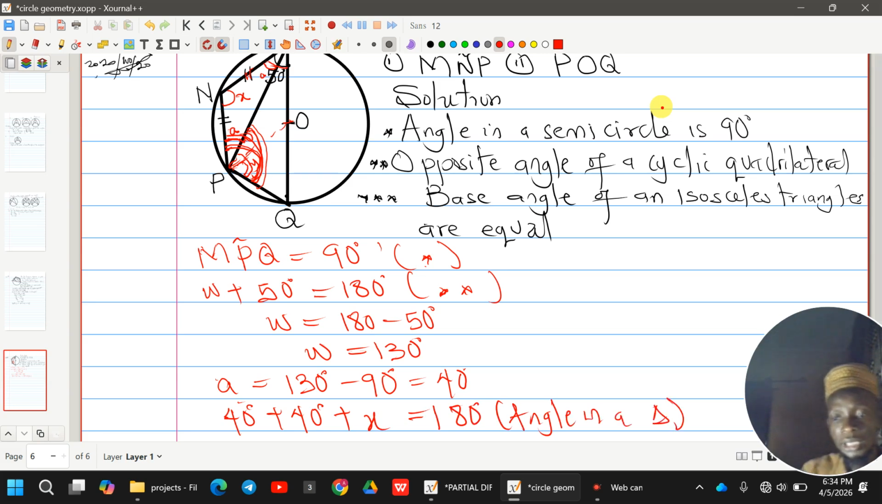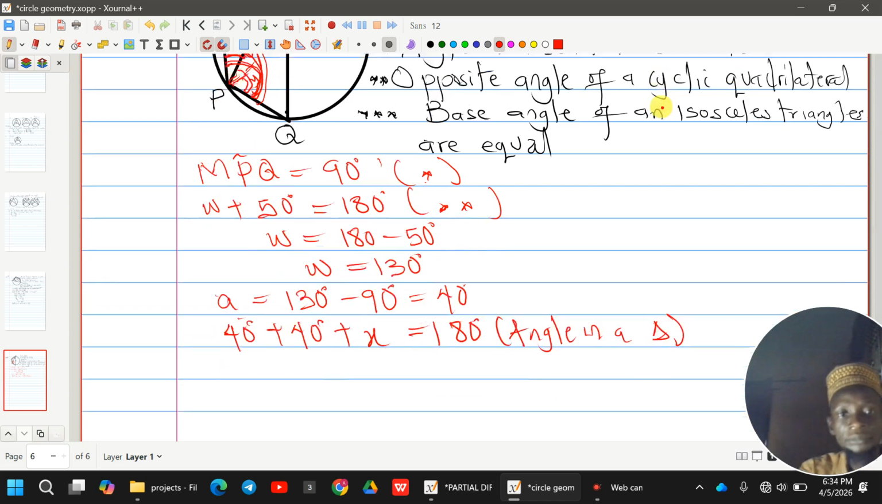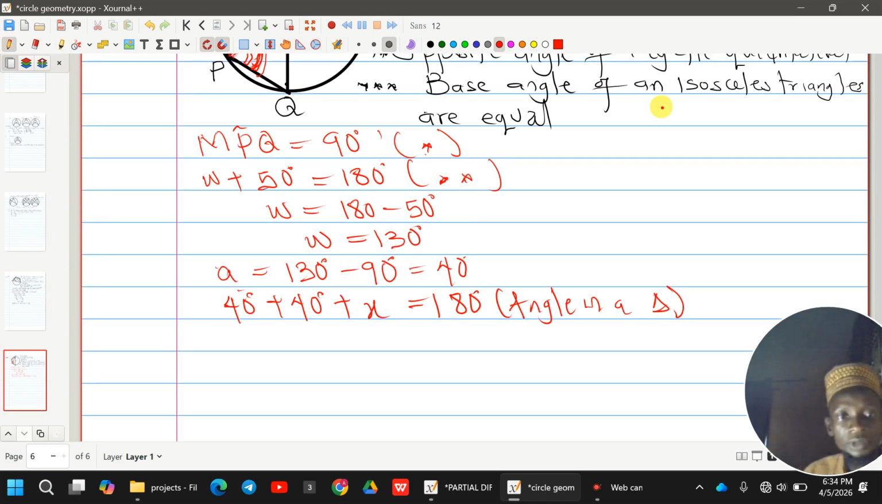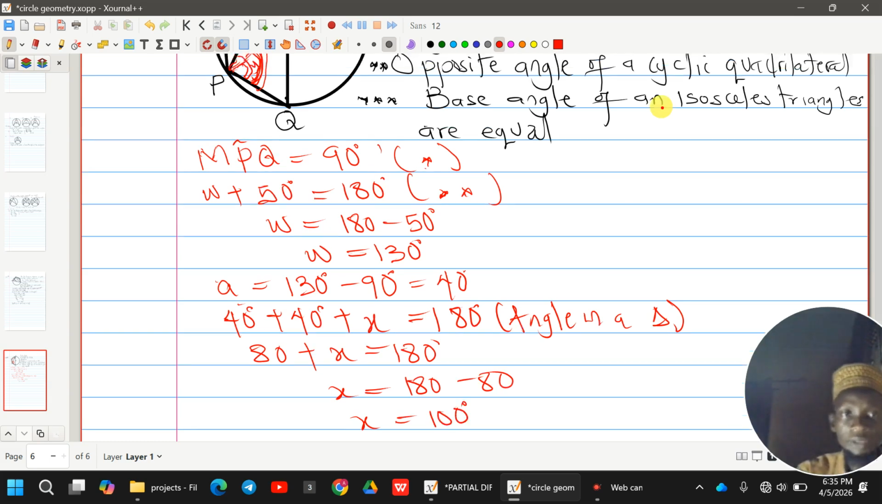So let me shorten it like that to save time. We can have 80 plus X equal to 180. So collect the like terms: X is equal to 180 minus 80, which is 100 degrees. Okay, so we have gotten that one to be 100 degrees.